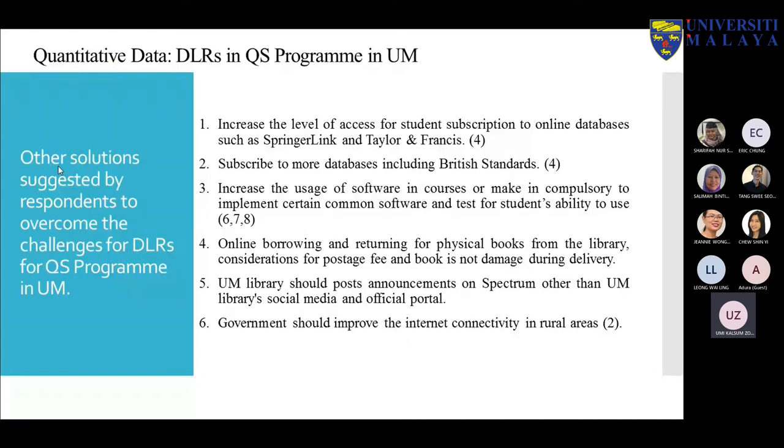And UM Library should post announcements on Spectrum, other than UM Library social media and the official portal. So this is only a suggestion given by the students. And the government should improve the internet connectivity in rural areas, because some of our students, for example in Sabah and Sarawak, are having problems with internet connectivity.